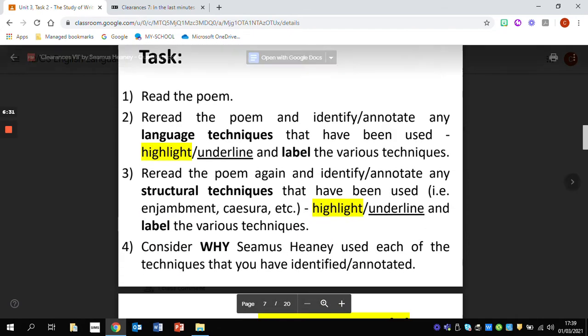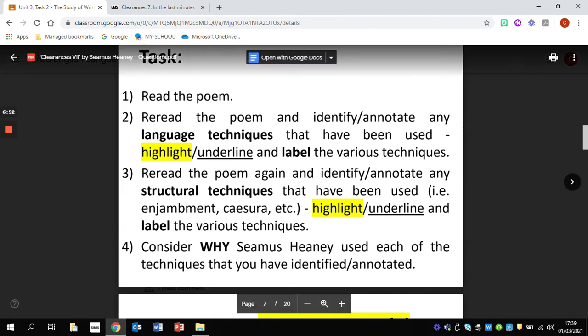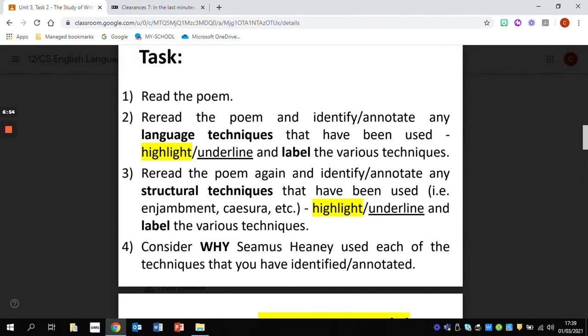So, your task is to read the poem. Then you go over it and you look for language techniques first and foremost, okay? So that's your similes, metaphors, hyperbole, anything like that, okay? And in my annotations video, they are marked in blue. And the structural techniques then, they are marked in green, enjambment, caesura, things like that, okay? Highlight, underline, label, whatever you want to do. I've already said there are so many apps out there that enable you to do that. You're looking for something that has a whiteboard function to it, okay? That's what you're sort of searching for in your app store.